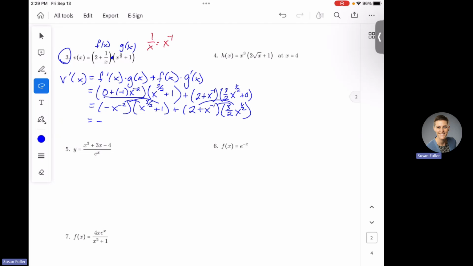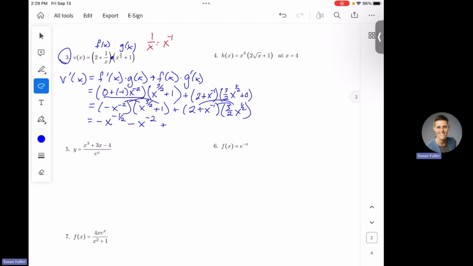So I'm going to get negative x to the negative 2 times x to the 3 halves. If you're multiplying two things with the same base, you add their exponents. So to multiply these two, I'm going to get x to the negative 2 plus 3 halves. That's negative 4 halves plus 3 halves. That's going to give me x to the negative 1 half. And then I distribute and I get minus x to the negative 2. And then I'm going to add to that.